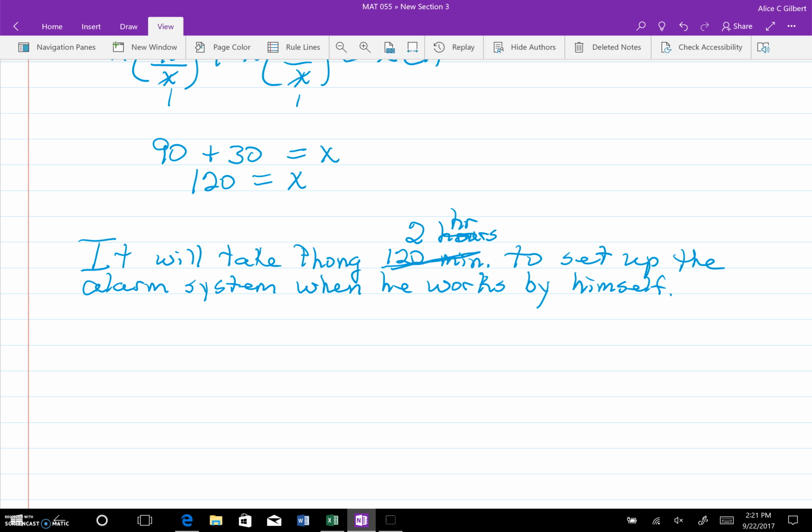Now, I'm saying minutes here originally because everything that they gave us was in minutes, okay? But if you asked me how long it took me to do something and I said 120 minutes, you'd probably laugh at me, or you'd at least look weirdly at me. Normally, I'd say it took me 2 hours to do that if it took me 2 hours, right? So 2 hours is a better answer, but either way, I would mark it correct. And there you go. Have fun with these guys.